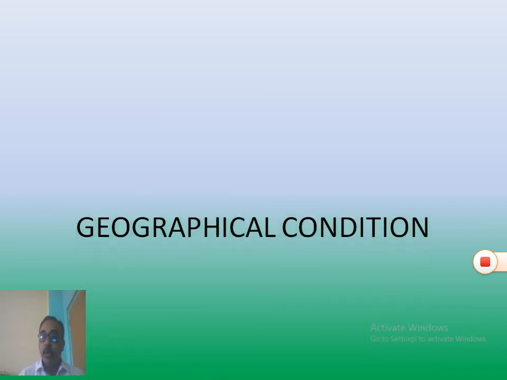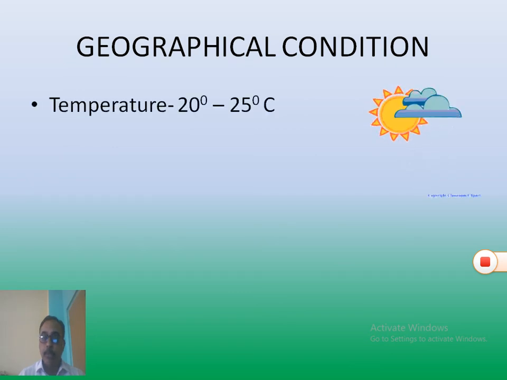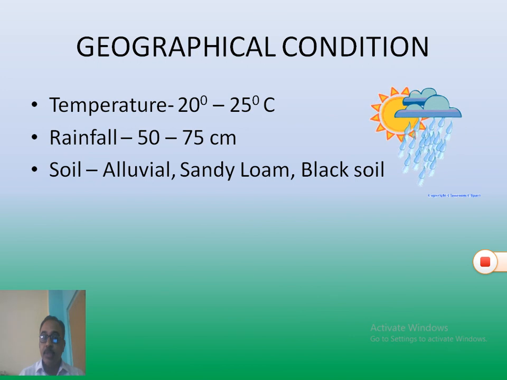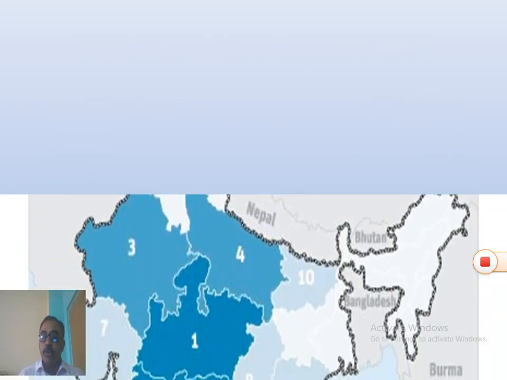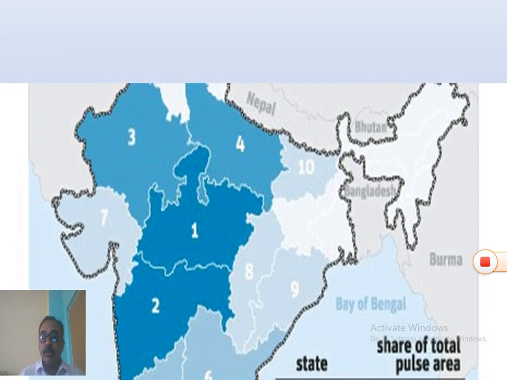Now, what are the geographical conditions required? Temperature 20 to 25 degrees Celsius. Rainfall 50 to 75 centimeter. Soil alluvial, sandy, loam, black soil. Now, if you check the distribution of pulses in India, Madhya Pradesh is the largest producer with 18.6%, followed by Maharashtra, Rajasthan, UP. So these are the areas where pulses are cultivated.